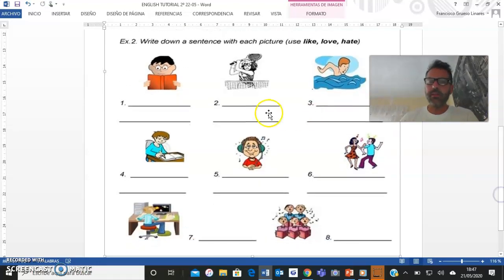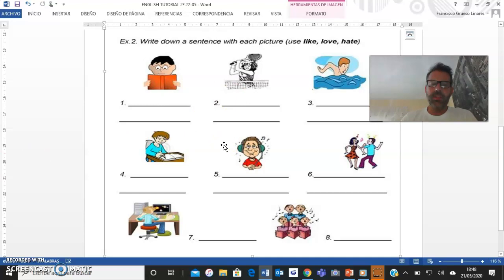Now here, write down a sentence with each picture, using like, love, or hate. I love reading. I like playing tennis. Here you can write down, I love. Just fill in the gap with a short sentence. Write down a short sentence. Tell me what you like and what you hate.